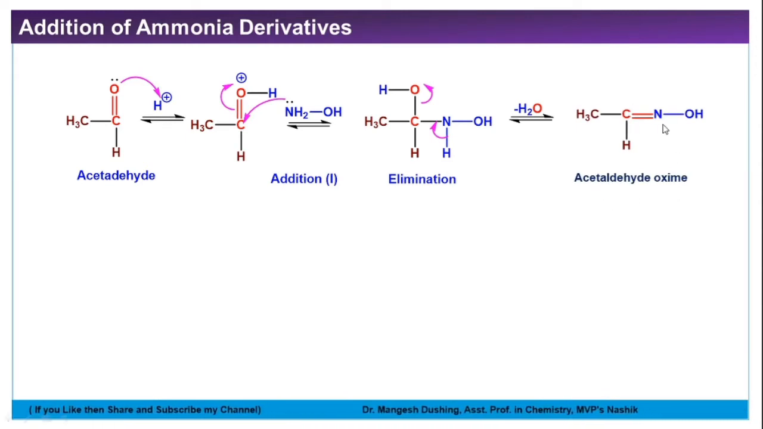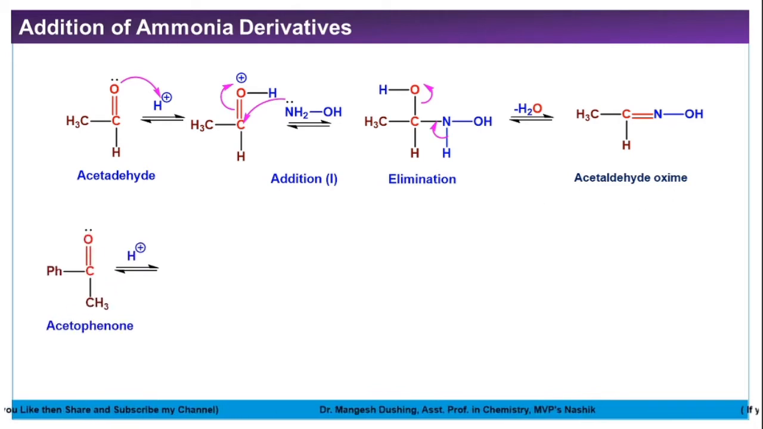This C double bond N single bond OH, this type of product is called an oxime. So see the change: acetaldehyde and acetaldehyde oxime. Acetaldehyde on addition reaction with hydroxylamine gives the product acetaldehyde oxime.